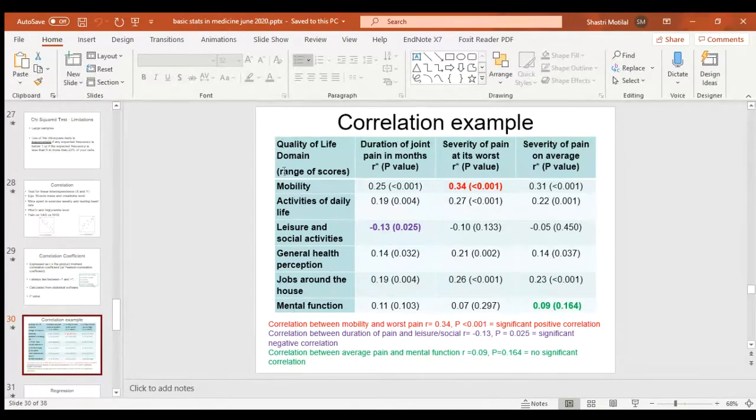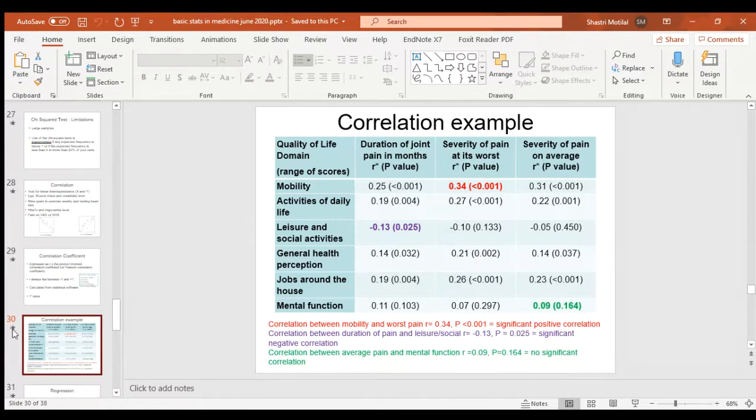And we actually tried to see if there's a correlation between these measures, which people got a continuous score for each one. We tried to see if it was associated or correlated with the severity of pain. We measured pain on average, pain at its worst, and the duration of joint pain. And I highlighted the ones that I wanted to speak about with you all. The one in red shows your mobility and the severity of pain were related. The p-value was 0.001, so we know it's significant, and the correlation was plus 0.34.